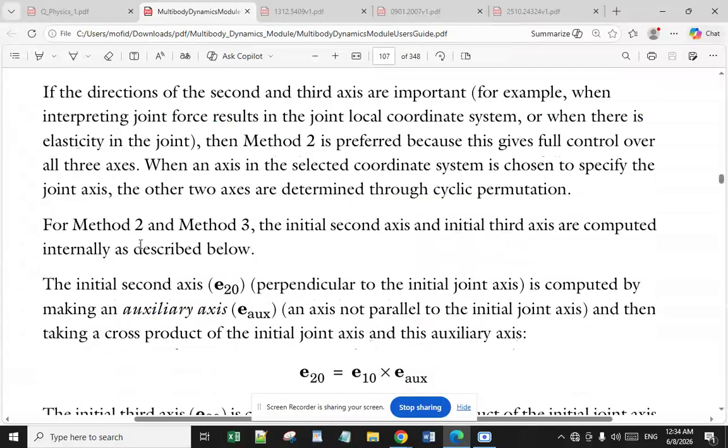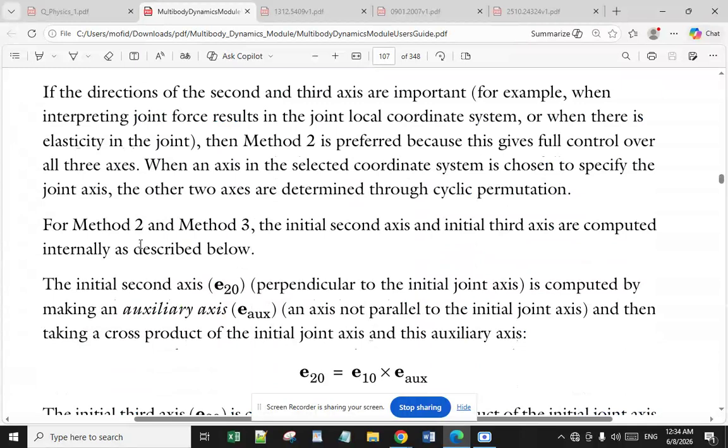If the direction of the second and third axis are important, for example, when interpreting joint force results in the joint local coordinate system, or where there is elasticity in the joint, then method 2 is preferred because this gives full control over all three axes.